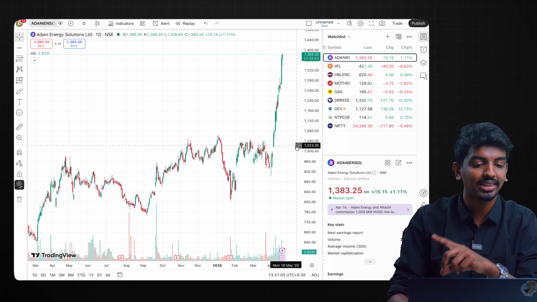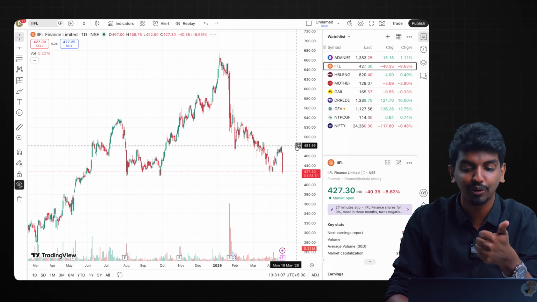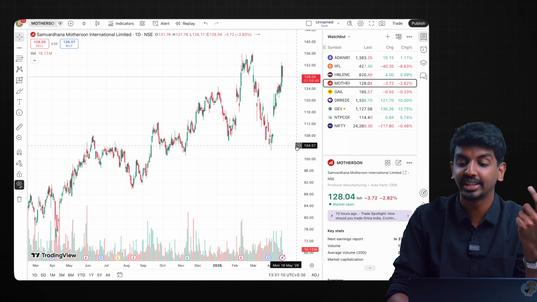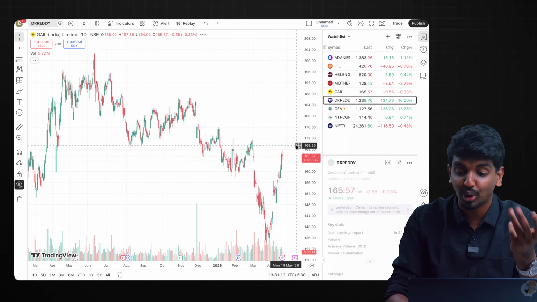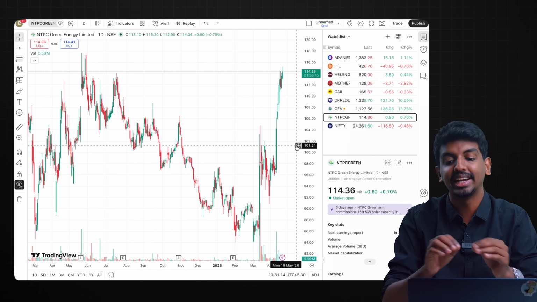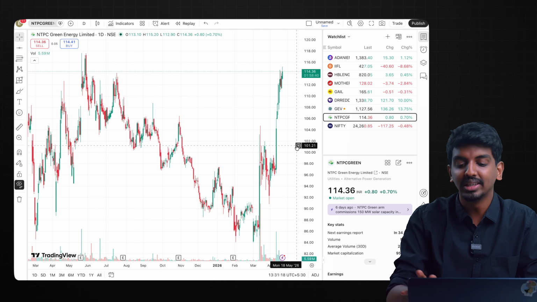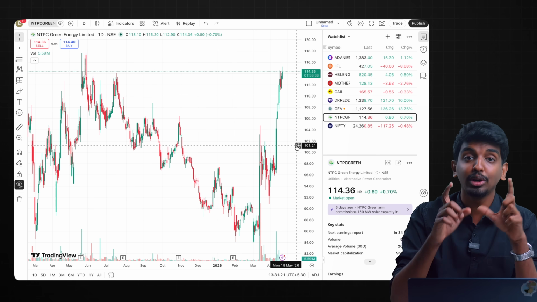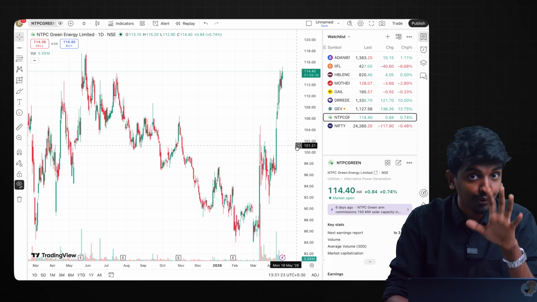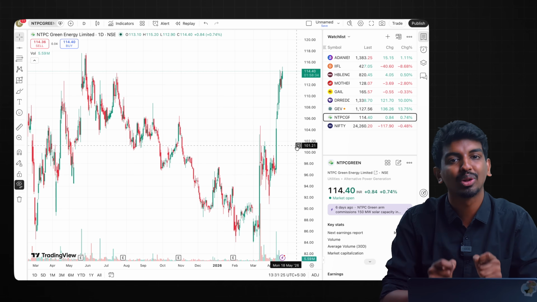So the first stock is Adani Energy Solutions, then there is IIFL Finance, HBL Engineering, Motherson Sumi, GAIL, Dr. Reddy, GE Vernova, and NTPC Green. So you can see all of these stocks here, and from here, in order to give you proper examples, I've selected 5 stocks that I'll be uploading into the Claude prompt now.